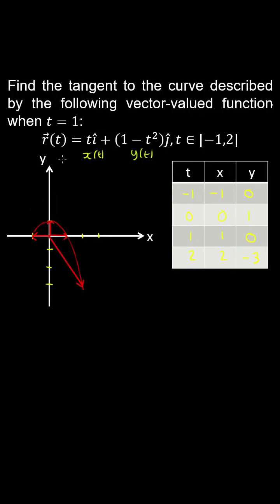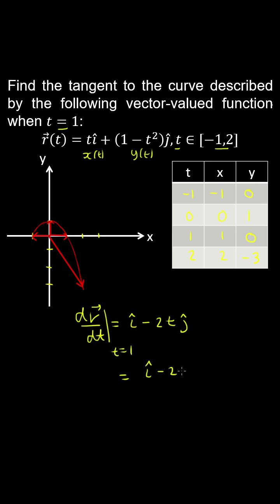So we plotted the curve described by this vector valued function in a previous video, which is a parabola, from t equals minus 1 to 2. And now we're asked to find the tangent to the curve described by the following vector valued function when t equals 1. So if we differentiate this vector valued function, we obtain the horizontal unit vector minus 2t by the vertical unit vector. And when t equals 1, we obtain i minus 2j.